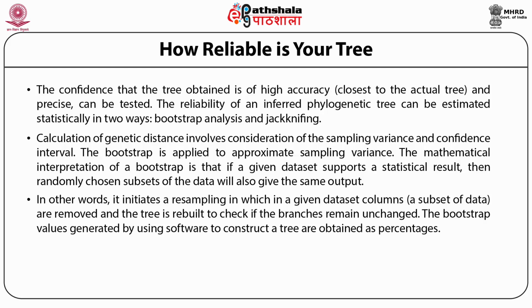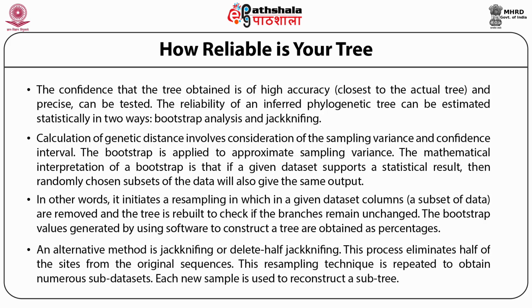The bootstrap values generated by using software to construct a tree are obtained as percentages. A value of 80 means the same node was constructed from 80% of all the randomly obtained datasets, and a value more than 70 is often considered reliable. An alternative method is jackknifing or delete half jackknifing. This process eliminates half of the sites from the original sequences. This resampling technique is repeated to obtain numerous sub-data sets. Each new sample is used to reconstruct a subtree. The frequency of each subtree is calculated. A 100% value of jackknifing implies that the subtree was obtained in all of the trees reconstructed.